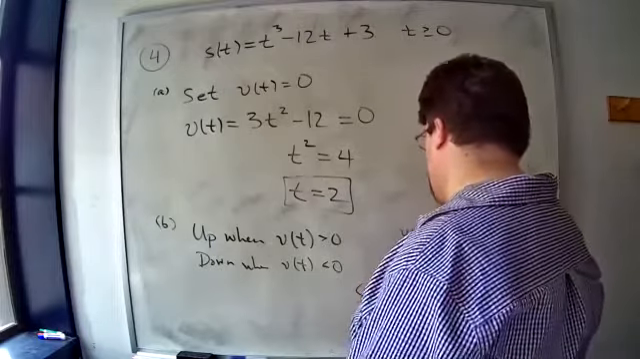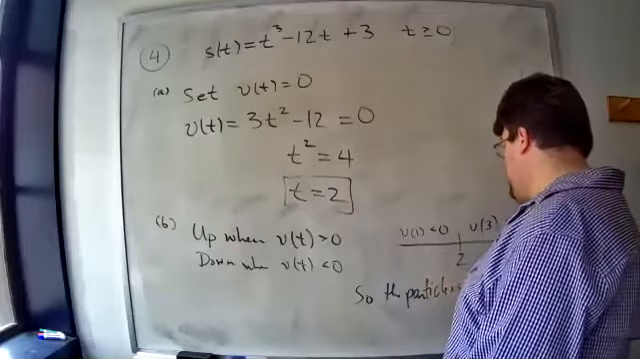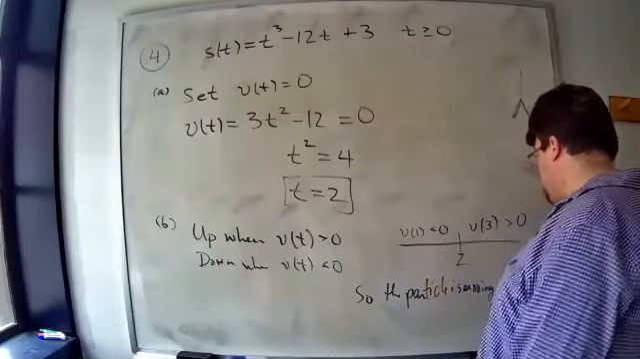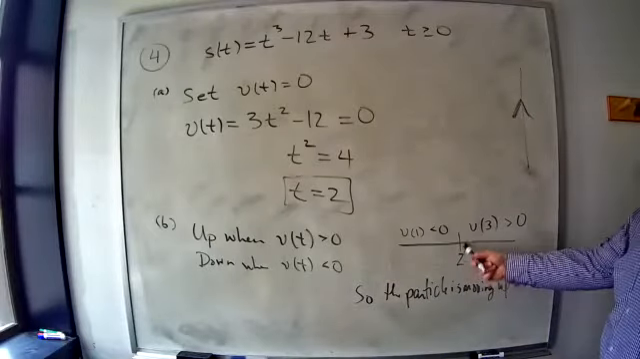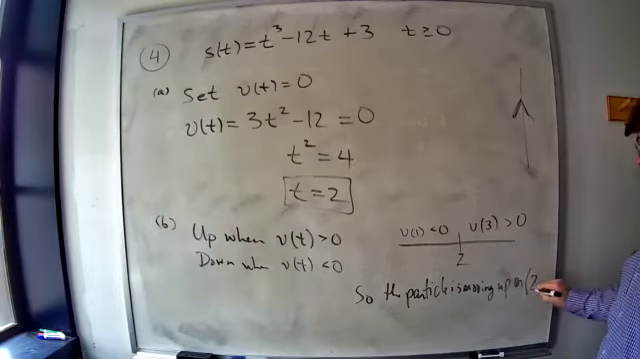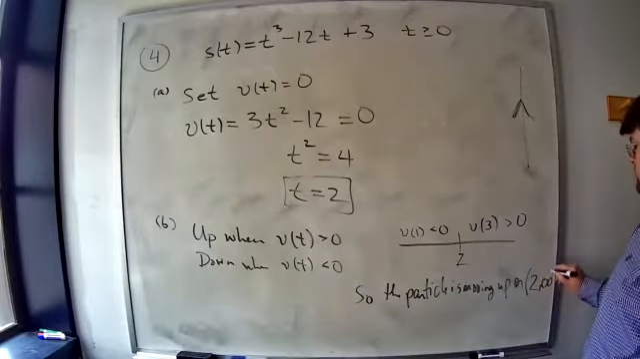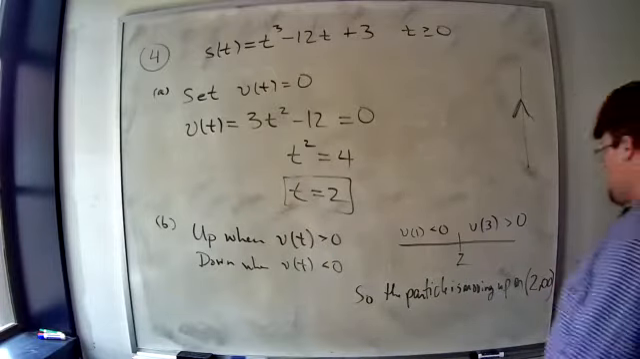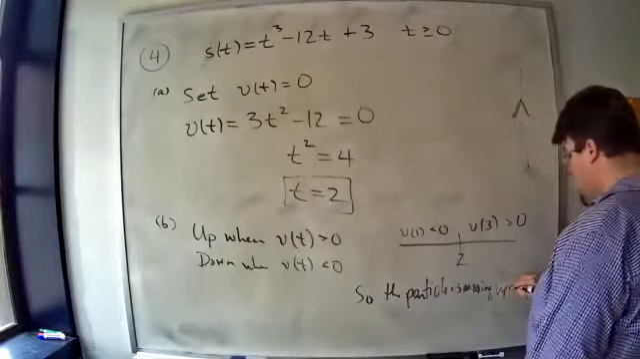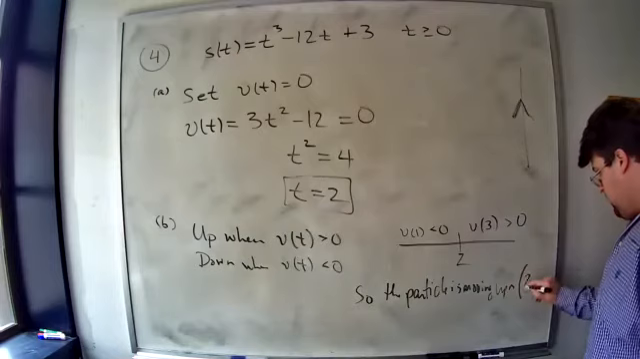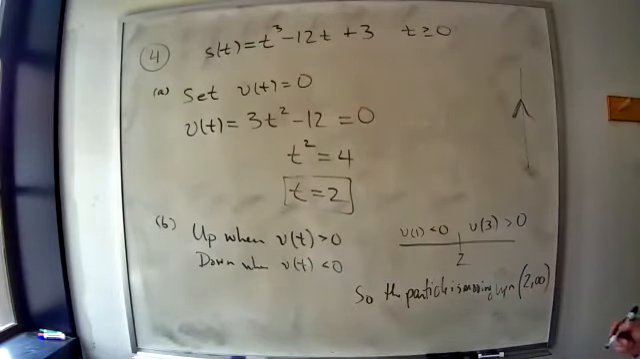So the particle is moving up on what? It's moving up where the velocity is positive, not including 2, because at 2 it's not moving. But everywhere after 2, it is moving up. So 2 to infinity, I should write that a little better. Up on 2 to infinity with a curved parenthesis.